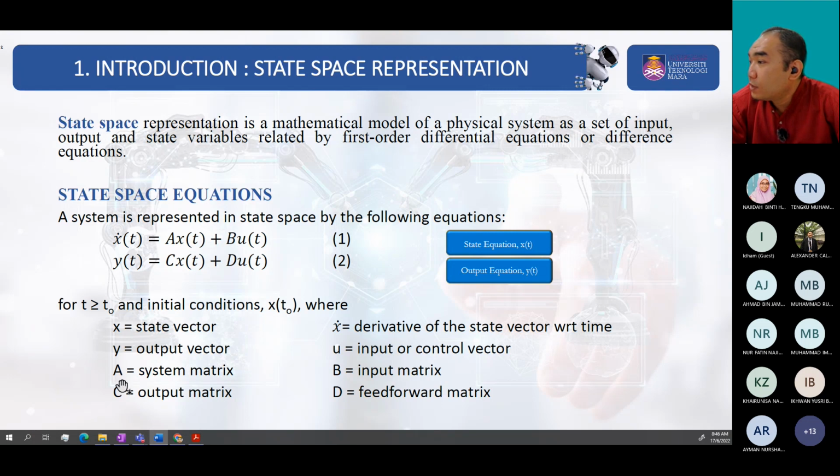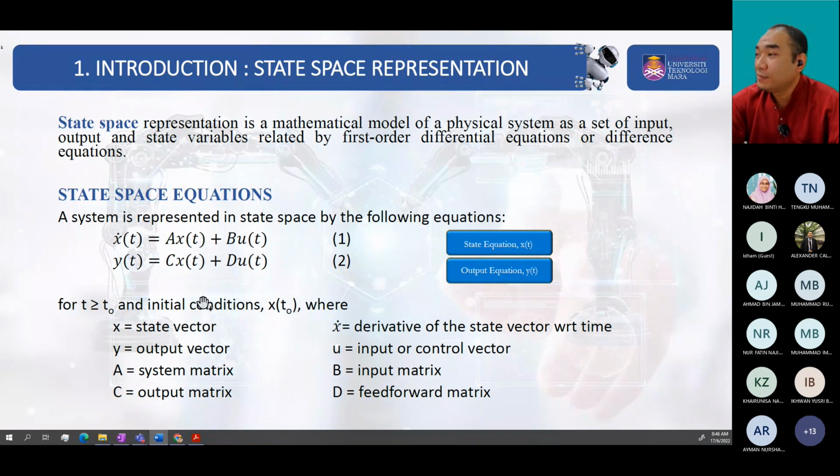And then we got our u ni, ini adalah control input ataupun control vector, input or the control vector. And then we got B as our input matrix, and D is going to be the feed forward matrix. Okay, feed forward matrix. Right. So when we talk about the state space equation, in your mind you should get this representation. Okay, bila kita katakan state space je, you kena nampak x dot sama dengan Ax plus Bu, y of t sama dengan Cx plus Du.